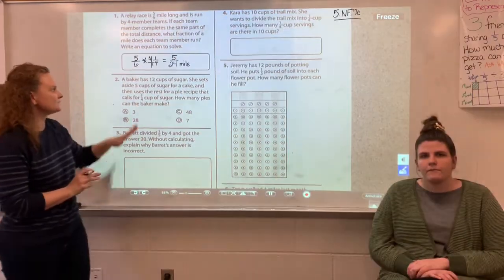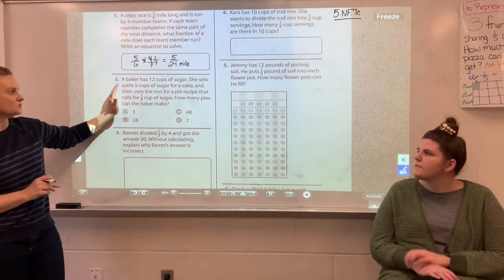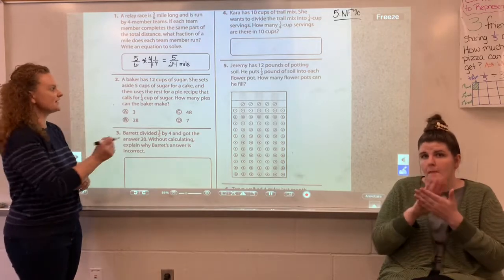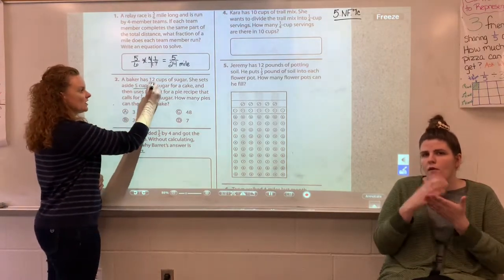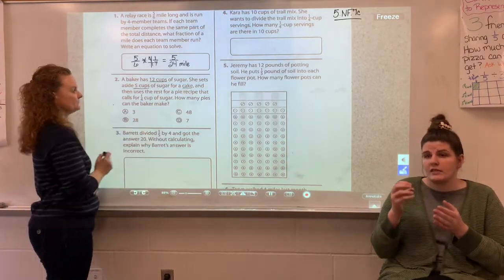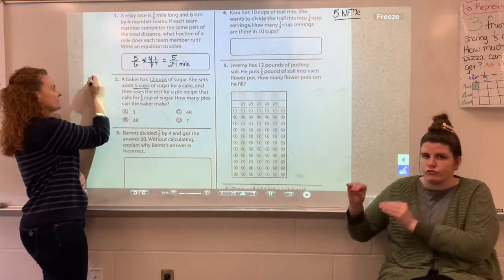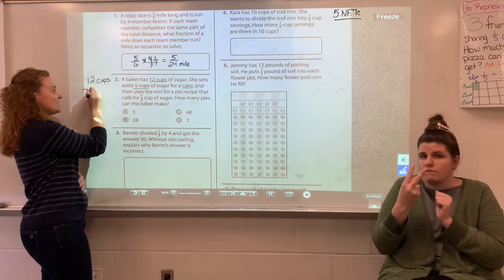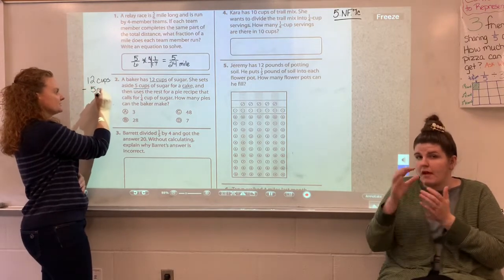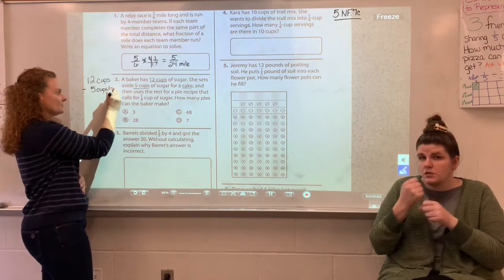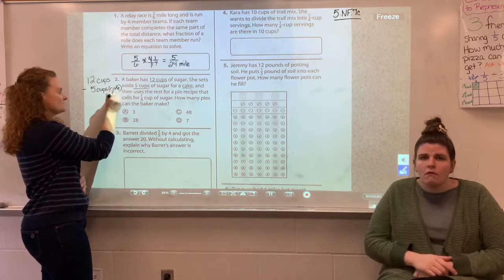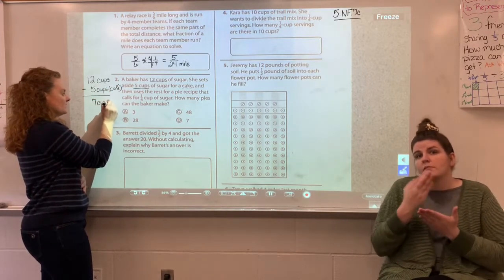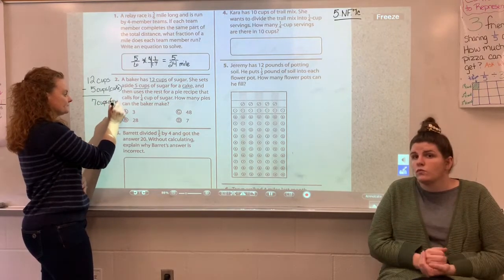All right, this is a 2-step story problem. The baker has 12 cups of sugar. She sets aside 5 cups of that 12 cups for a cake. Okay, so she started with 12 cups. She's going to set aside or take away 5 cups that she'll put to the side so she can make a cake later. Okay, so now we are down to 7 cups of sugar.